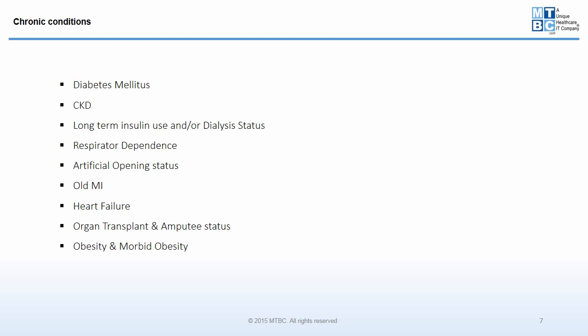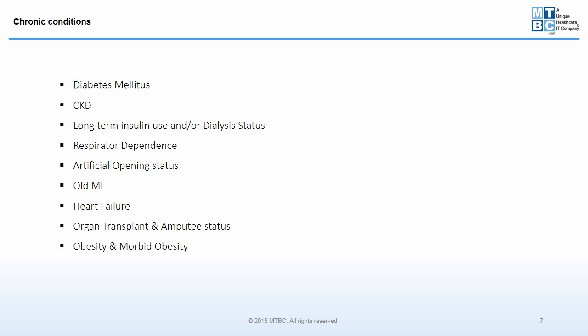So, chronic conditions: diabetes mellitus, chronic kidney disease, long-term insulin use, and/or dialysis status are very important for diabetes documentation. Also respirator dependence for a patient with COPD, and artificial opening status, meaning a colostomy. Old MI is a very important chronic condition for internal medicine to be documented. Heart failure, organ transplant, and amputee status are very important.